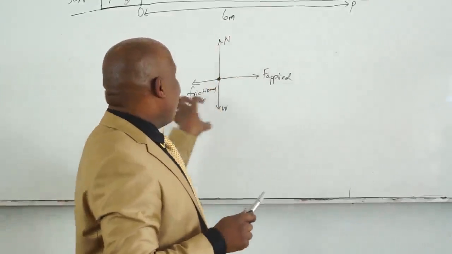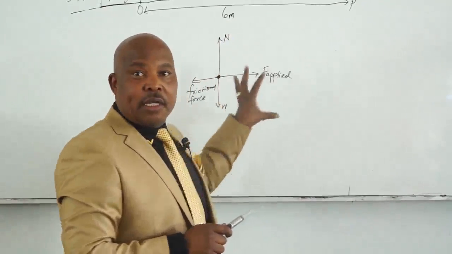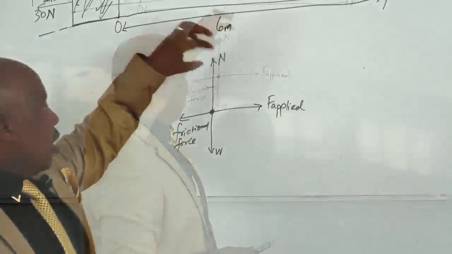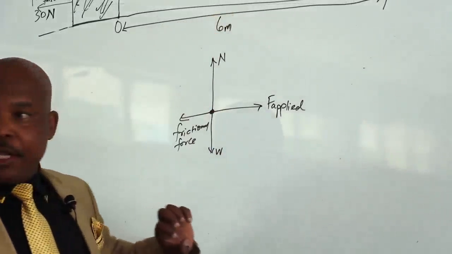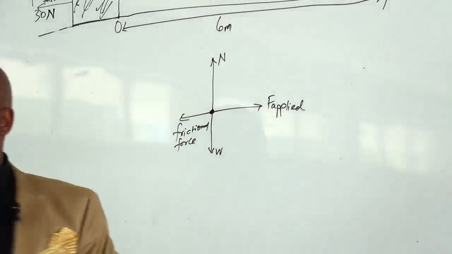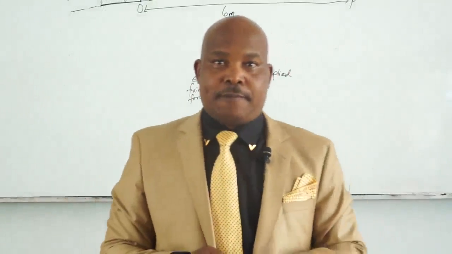But remember, every time when you draw it, you must indicate the name of the forces. Like this one is normal force, this one is the weight, and the F applied, and the frictional force. Then you get your 4 marks.